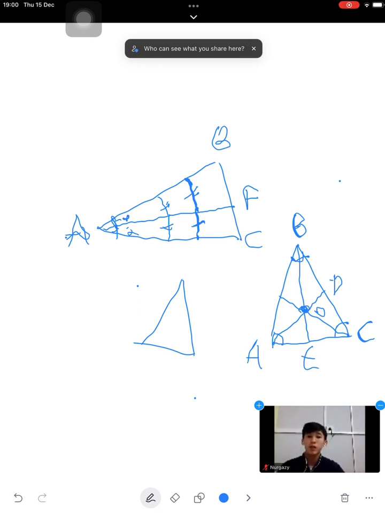The next one is the median. The intersection point of the medians is called the center of gravity of the triangle, and it divides each median in a ratio of 2 to 1, counting from the vertex.